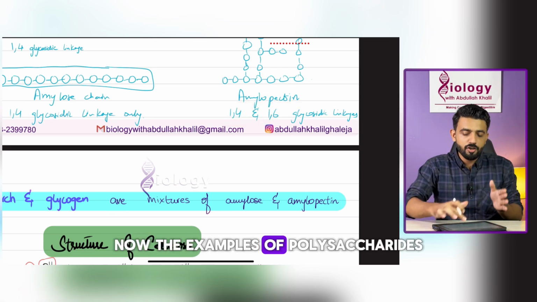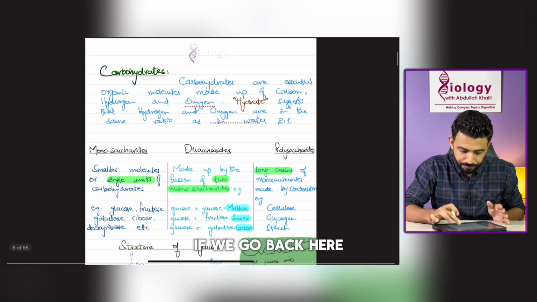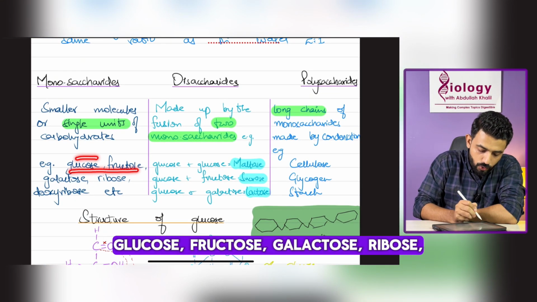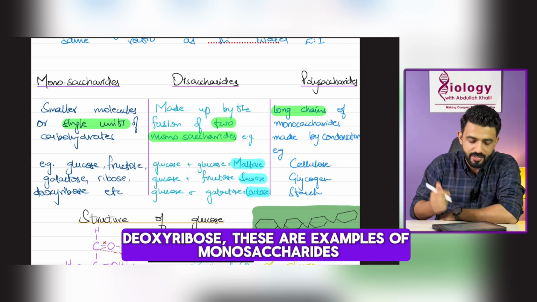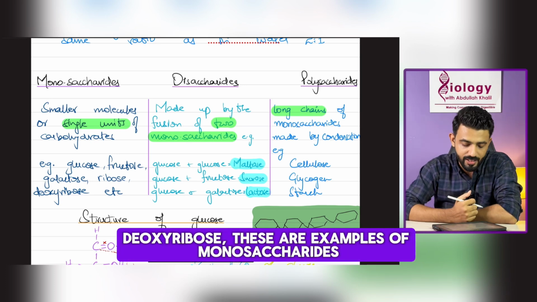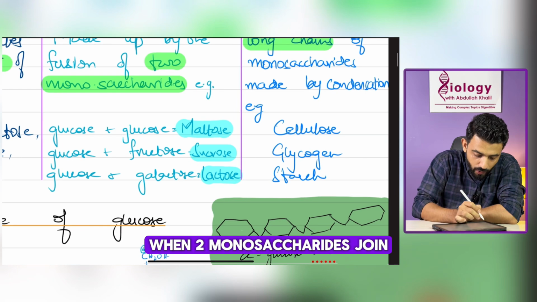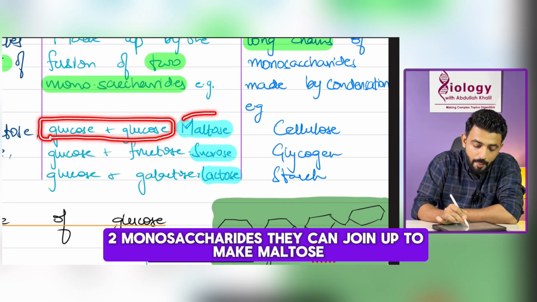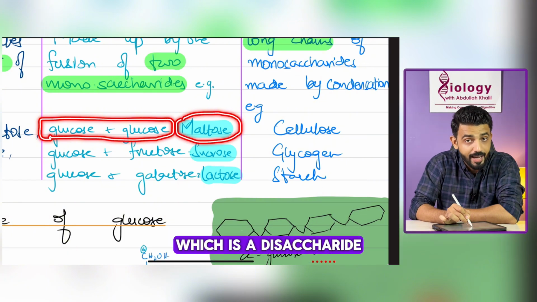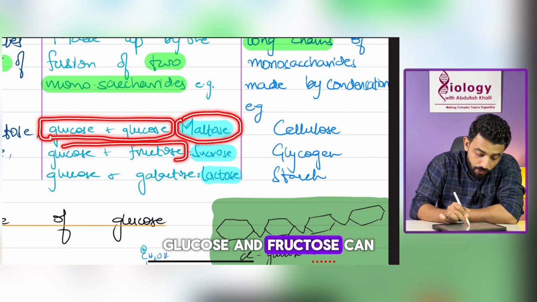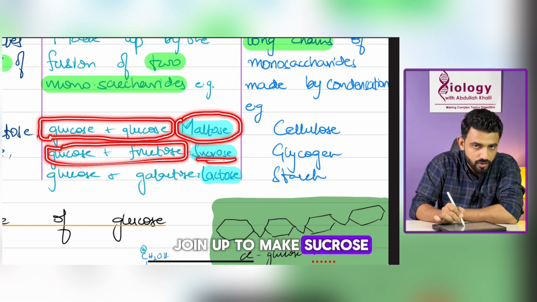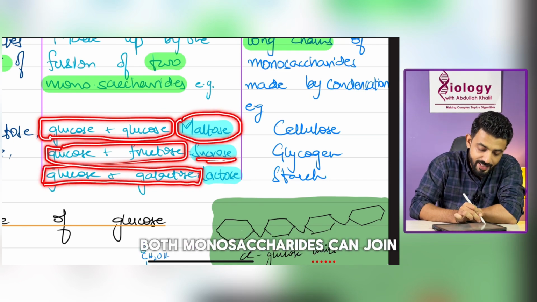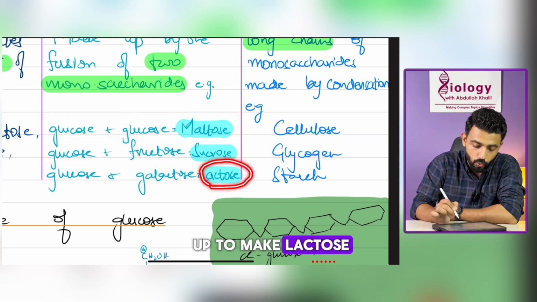Now the examples of polysaccharides, if we go back here, some of the monosaccharides are given here: glucose, fructose, galactose, ribose, deoxyribose. These are examples of monosaccharides. When two monosaccharides join, as I said, glucose and glucose, they can join up to make maltose, which is a disaccharide. Glucose and fructose can join up to make sucrose, which is a disaccharide. Glucose and galactose, both monosaccharides, can join up to make lactose.